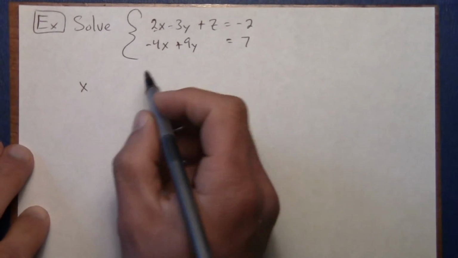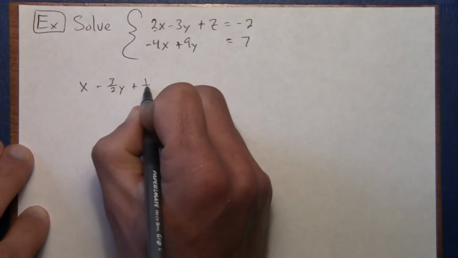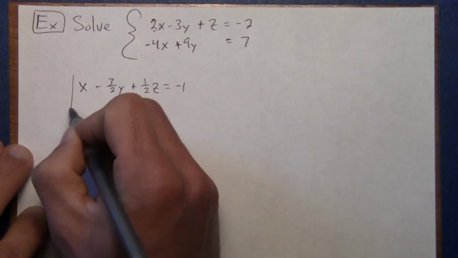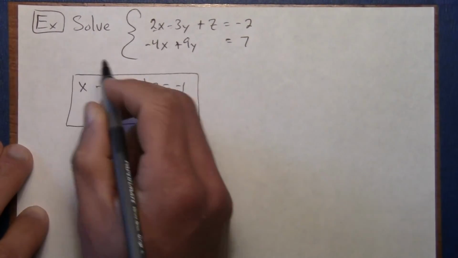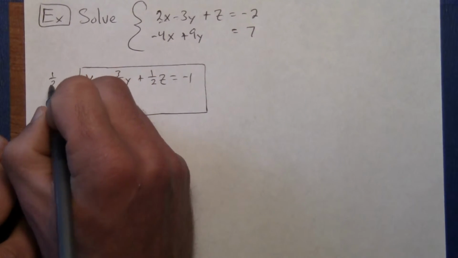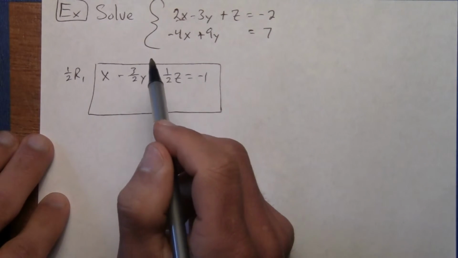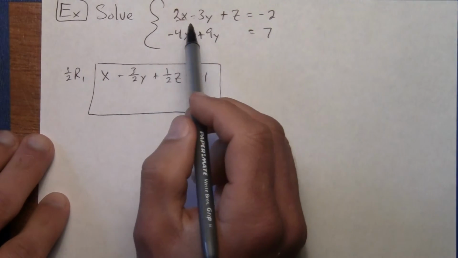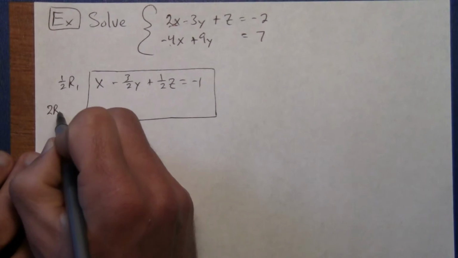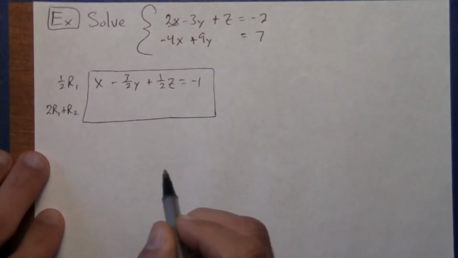So that's going to give me x minus 3 over 2y plus 1/2 z is equal to -1. And then I'm just going to leave the second equation alone for right now. Well, let's take that back. Again, tell myself what I'm doing here. Okay, multiply by 1/2 or divided by 2. Since this is quick and easy, I'm going to go ahead and combine these steps together. I'm going to multiply the first row by 2, add it to the second so I can get the 0 that I'm looking for in that position.